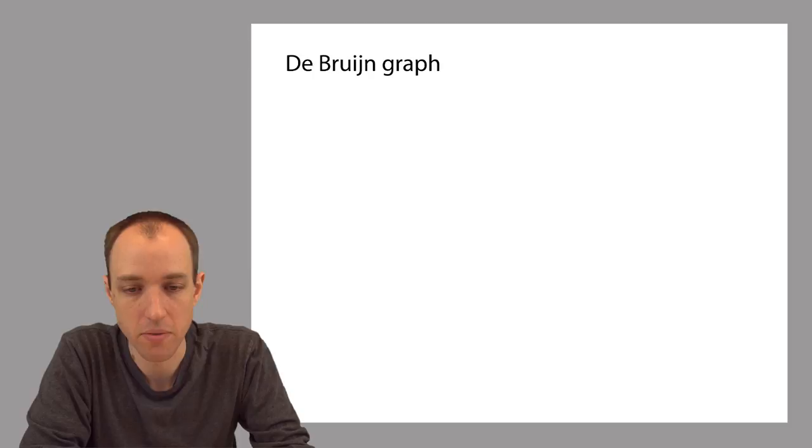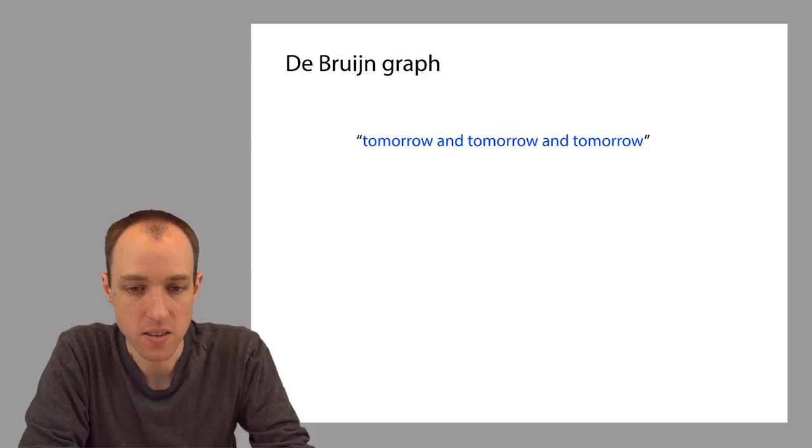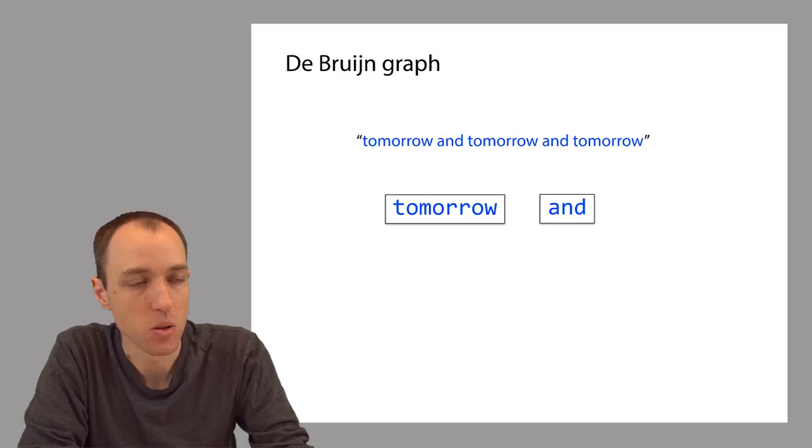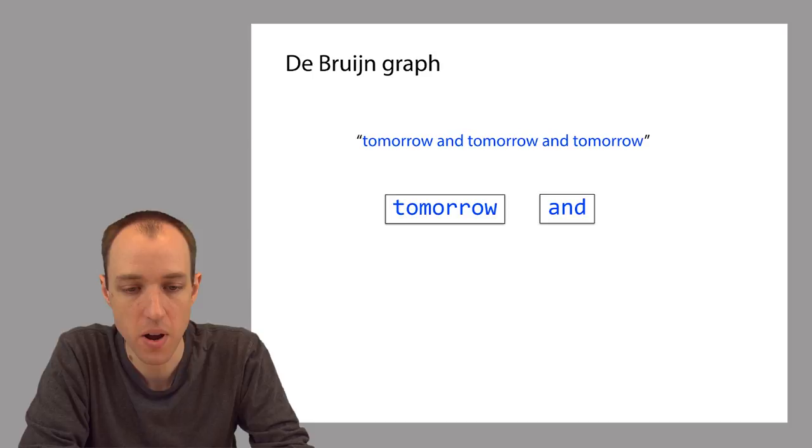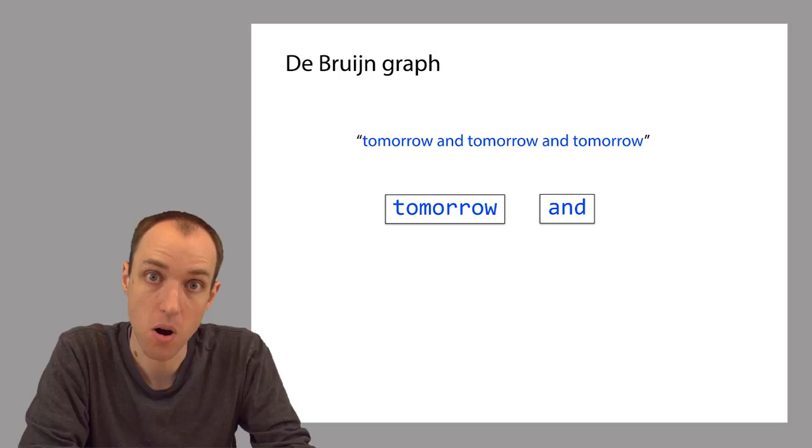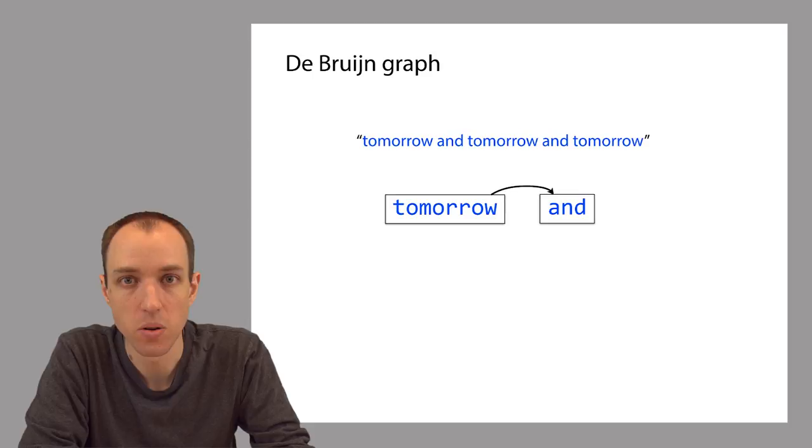So say that we have the following phrase, tomorrow and tomorrow and tomorrow, and we want to turn it into a particular kind of graph. So first, we'll make one node for every distinct word that's present in our phrase. And this is easy because there are only two distinct words in our phrase, the word tomorrow and the word and. And then for every pair of adjacent words in our phrase, we'll add the corresponding directed edge to our graph. So for the first two words, tomorrow and, we'll add an edge that goes from tomorrow to and, like this. And then for the next two words, and tomorrow, we'll add an edge that goes from and to tomorrow, and so on. So we'll end up with a graph that looks like this.